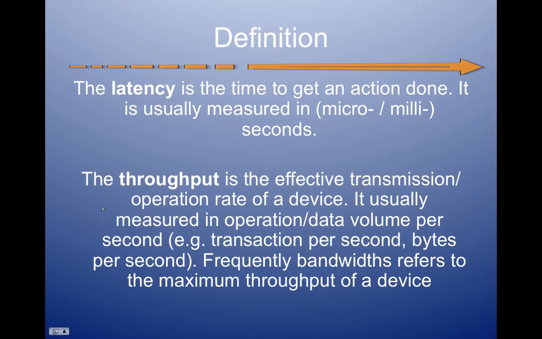The latency is the time to get an action done. It is usually measured in seconds. The throughput is the effective transmission operation rate of a device. It is usually measured in operation or data volume per second. For instance, the number of transactions per second, the number of bytes per second, and frequently when we use the term bandwidth, it refers to the maximum throughput of a device.